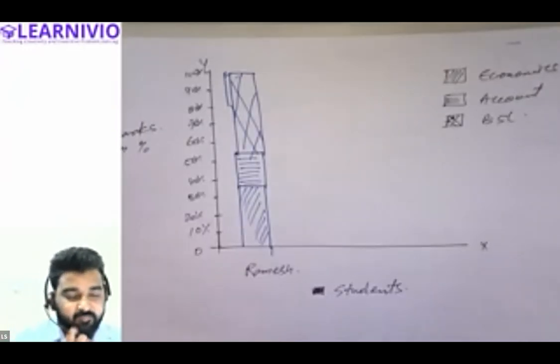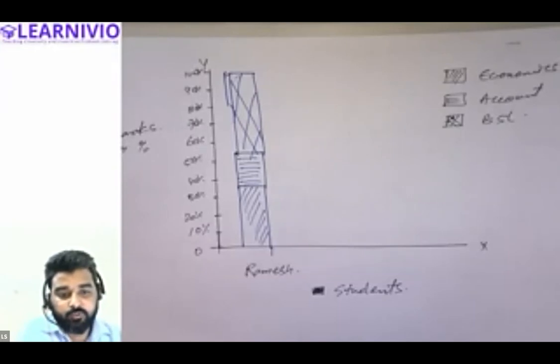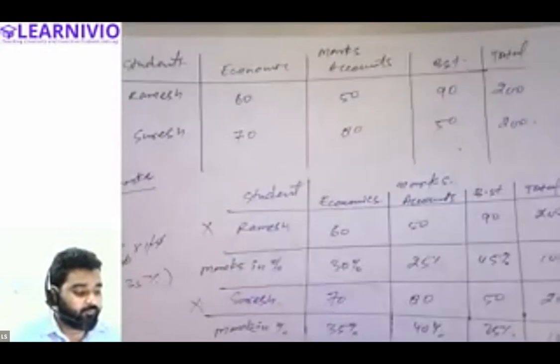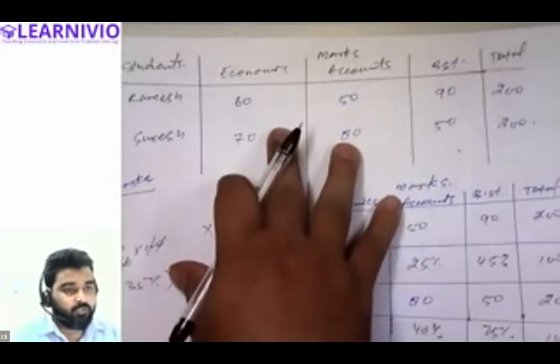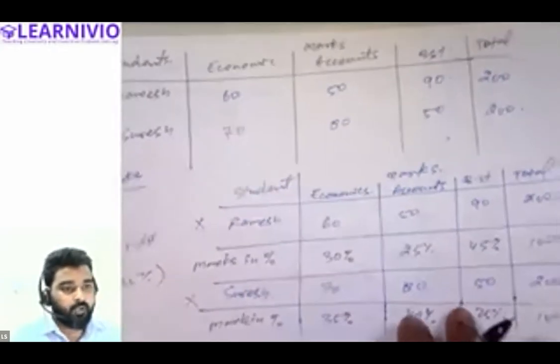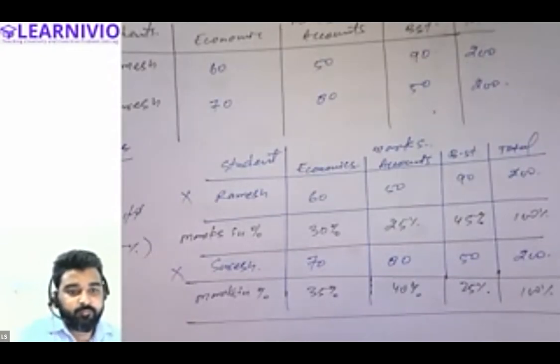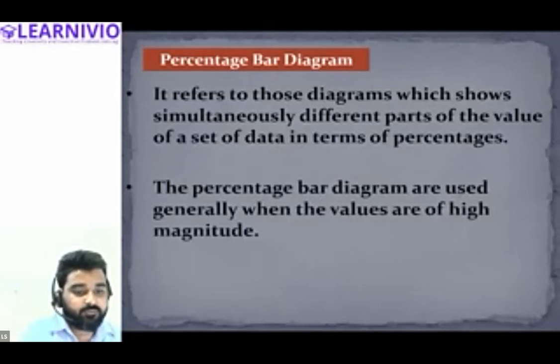So this time while preparing the percentage bar diagram, we have to apply a little extra effort because for presenting the percentage bar diagram, we have to convert the variable values into percentages also. And after converting them into percentages, then we will be preparing the percentage bar diagram. So I think the percentage bar diagram is also clear to all of you.